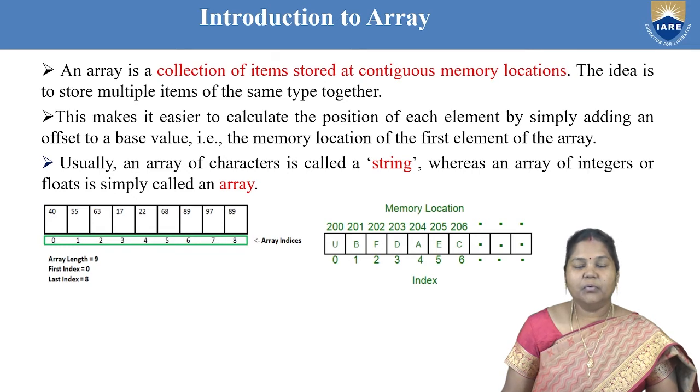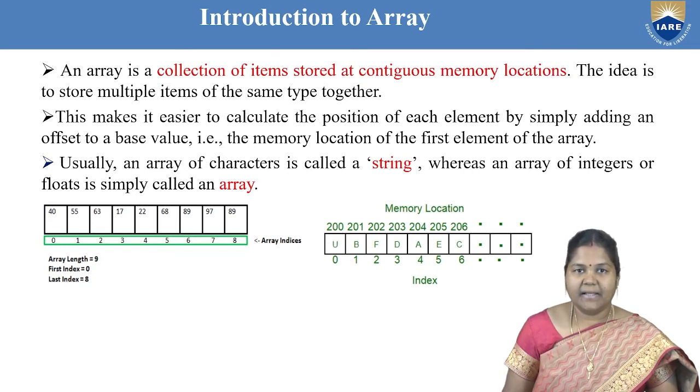Now, only if a group of characters is stored in an array, then it is called a string. You can call it a character array, but it is most popularly called a string. Whereas if you store a group of integers or a group of float values, then it is simply called an array only. So we'll simply call it an integer array or character array.